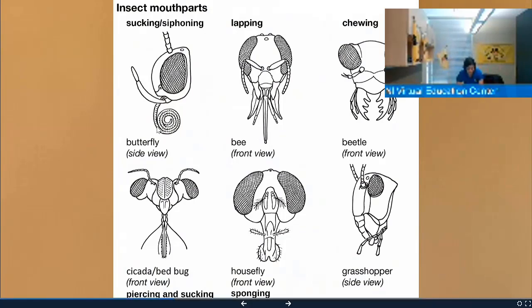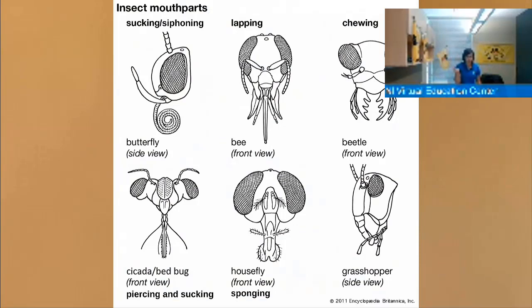Their mouth parts. Butterfly, sucking, siphoning. They use it to get the nectar from trees or from flowers. Lapping, bees. Looks like a tongue. You also get the nectar. Chewing. Who has chewing mouth parts? Beetles, larvae of some species of insects, grasshoppers, cockroaches. They have chewing mouth parts.